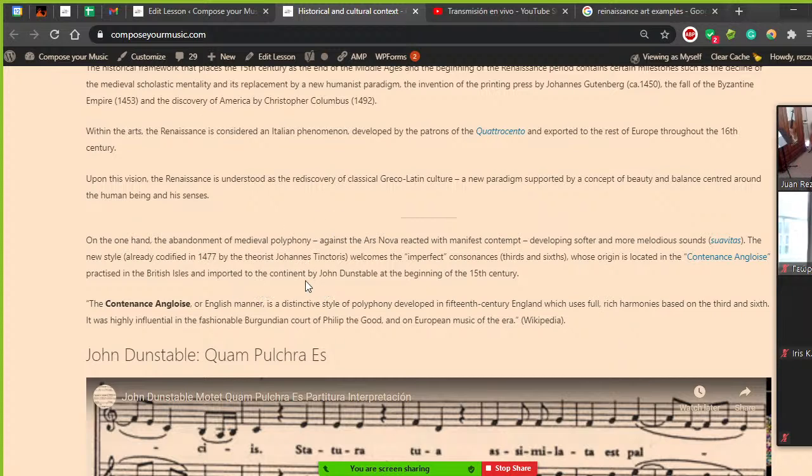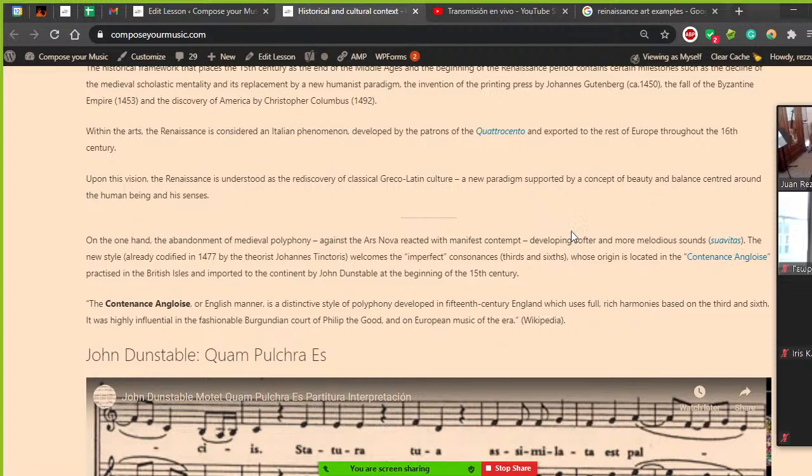What is that? On the other hand, the abandonment of medieval polyphony. This is more centered about music. Against the Ars Nova they reacted with manifest contempt, developing a softer and more melodious sound, suavitas. Also, if you want to search about that more specifically, just click here.